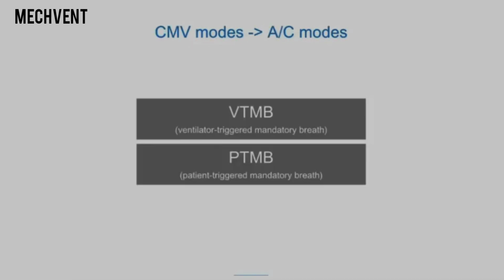CMV modes. As mentioned earlier, CMV modes here refer to AC modes but not genuine CMV modes. A CMV mode comprises 2 breath types. VTMB stands for ventilator triggered mandatory breath. It is time triggered and time cycled. PTMB stands for patient triggered mandatory breath. It is flow or pressure triggered and time cycled. Please remember the 2 abbreviations, VTMB and PTMB, as they will be used repeatedly later.